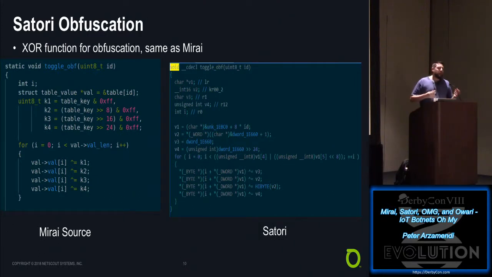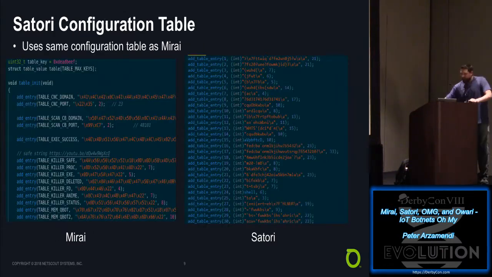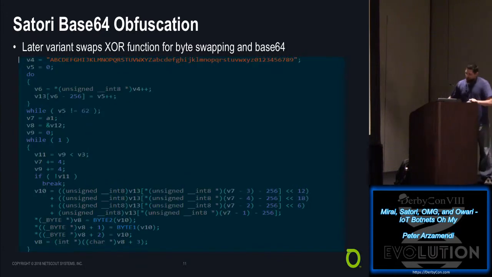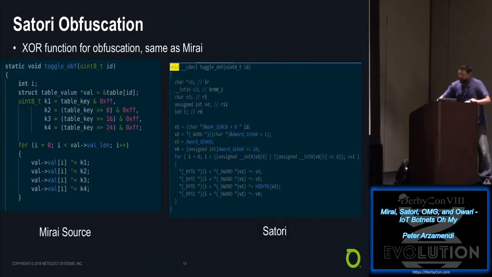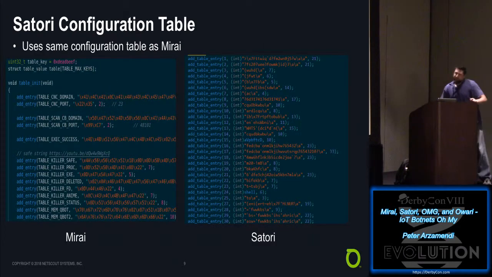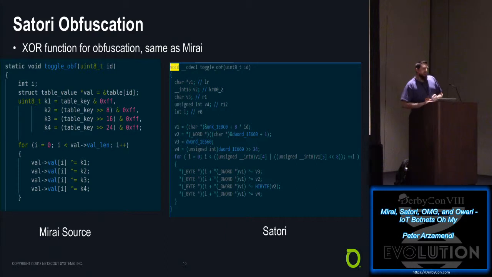Now, I talked about how Satori and Mirai obfuscate their information. We can see that they both leverage the same function. The original Mirai source had this XOR function here, and if we look at the previous table, we see that that was the key that was used when the source was released. That key is what's used to obfuscate each of those table settings. Satori did the same thing.